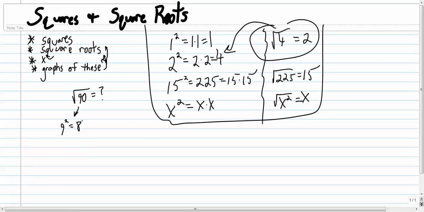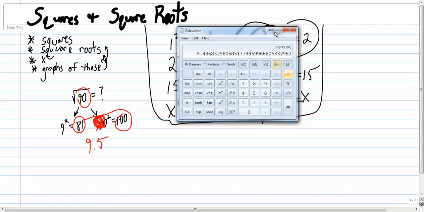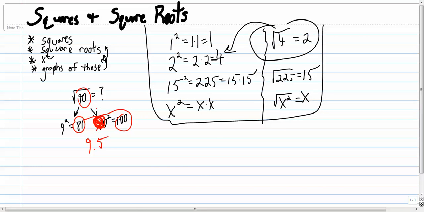Why did I write 80? I don't know. 9 squared is 81. And 10 squared is 100. So maybe you'd think, well, we got 81 to 100. 90 fits in between those two, right around here, so you might guess 9.5. Let's bring up a calculator here, and let's go 90 square root: 9.48. Yeah, pretty close.